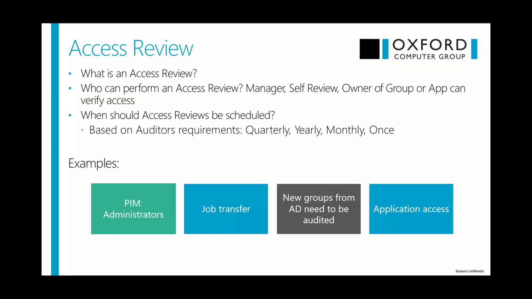And when should access reviews be scheduled? Those can be scheduled based upon the application. Maybe for auditing, you have to do audit reviews every quarter or yearly or monthly, or it has to be done once, and that can be configured for access reviews. So what's an example of an access review? For privileged identity management, we can manage the different access for administrators. If I have Azure Active Directory read permissions, I can do access reviews on that, and on global administrator roles.